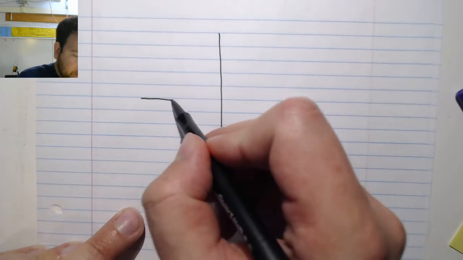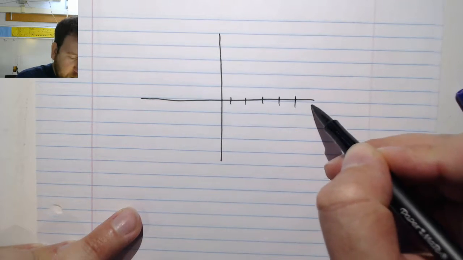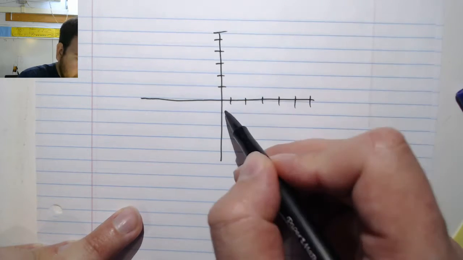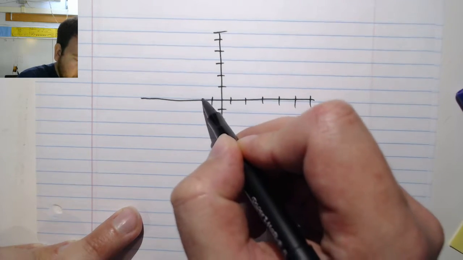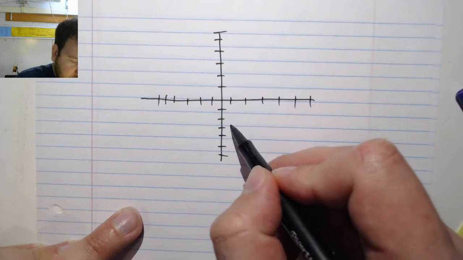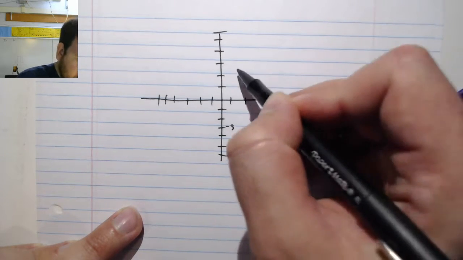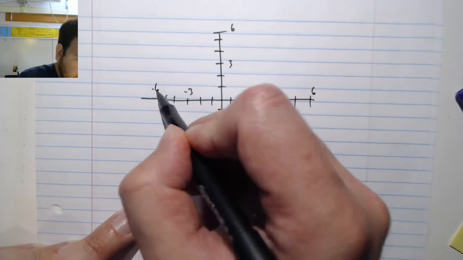In this case, we'll go 1, 2, 3, 4, 5, 6 in each direction, and I'll label negative 3, negative 6, 3, 6, 3, 6, negative 3, negative 6.